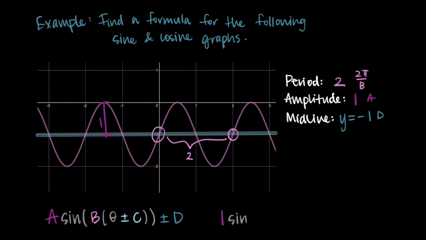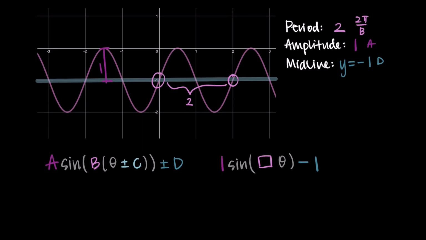So I can write in the transformations I do have. I have one for A. I'm going to have something for B. It's related to 2π over B. We'll get there in a moment. And then my D transformation is a -1. So I know I have something like 1 times sine of something times theta minus 1.